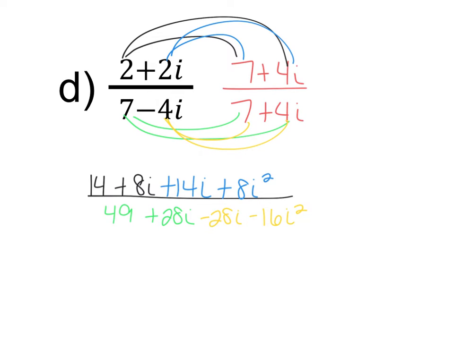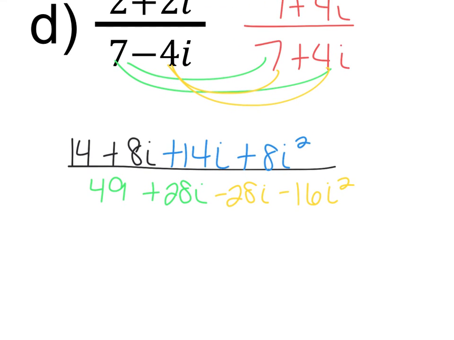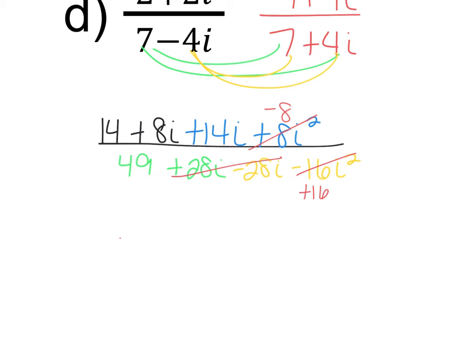All right, so we've got a lot to clean up. It doesn't matter the order when you clean stuff up. I just always like to cancel those out first. It just makes me happy that I don't have to deal with that. Okay, so on the bottom in the yellow, negative 16i squared, I know that becomes positive 16. And then on top, the positive 8i squared, that's going to become negative 8. All right, so now let's put it all together.